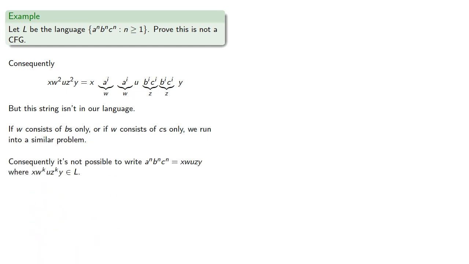Consequently, it's not possible to write a^n b^n c^n as a string where we can apply the pumping lemma, and what this means is that no context-free grammar could be found for this language.